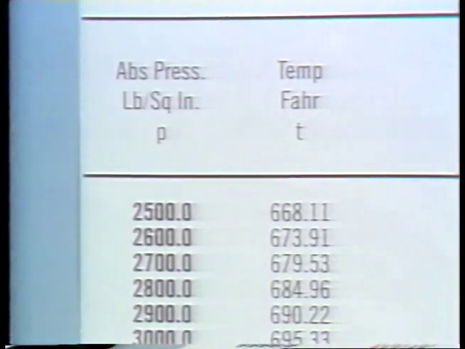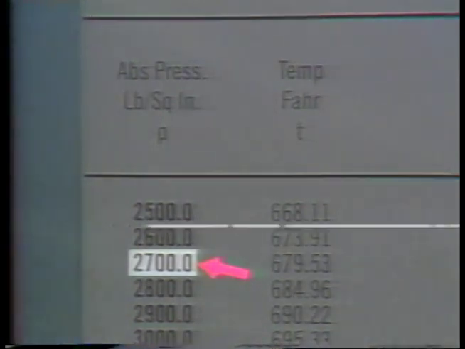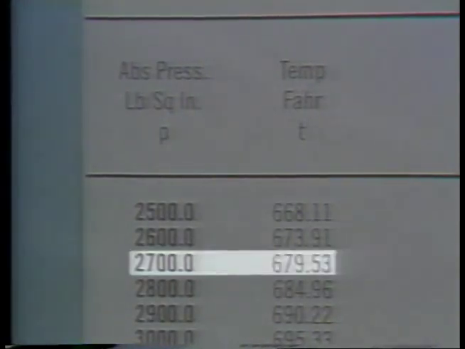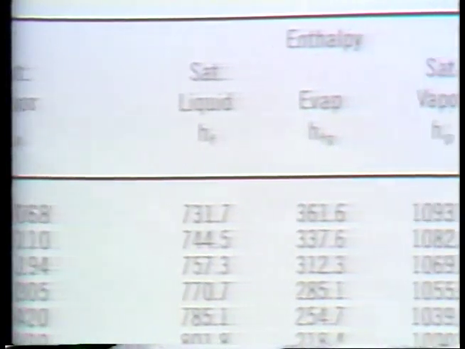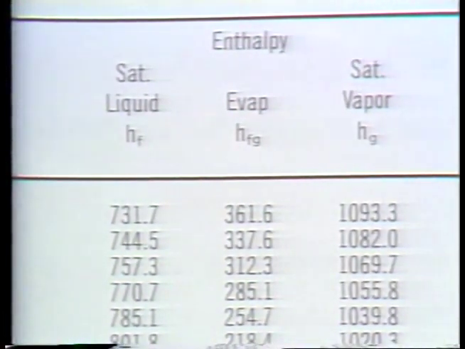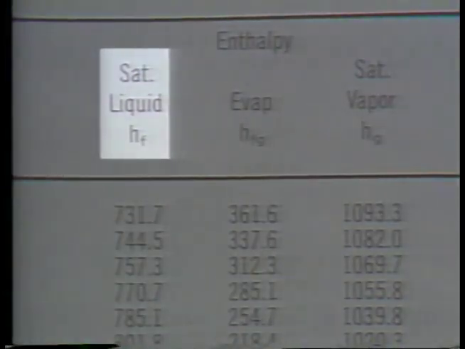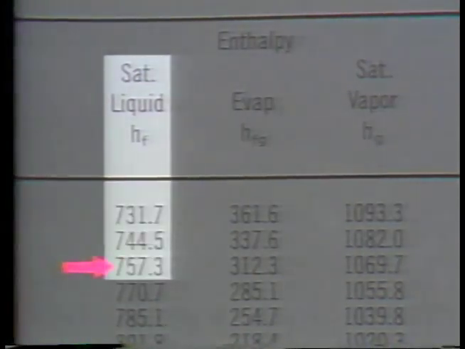Looking down the absolute pressure column in Table 2, we find exactly 2700 psia, so we won't have to make any calculations. Moving across to the temperature column, we find that the saturation temperature at 2700 psia is 679.53 degrees Fahrenheit. Now, if we want to know the enthalpy of saturated water at this temperature and pressure, we can continue across the columns until we reach the column under enthalpy entitled Saturated Liquid H sub F, and we find the value is 757.3 BTUs per pound.